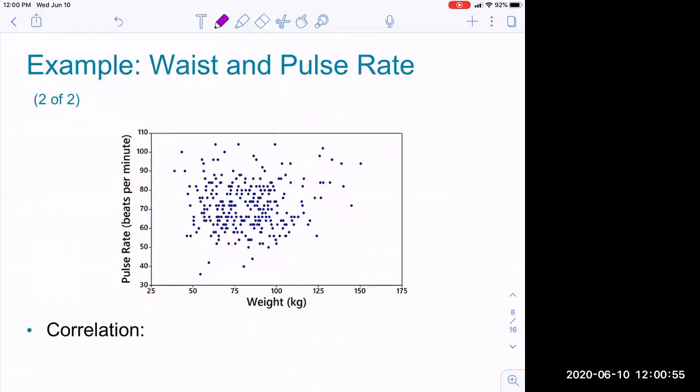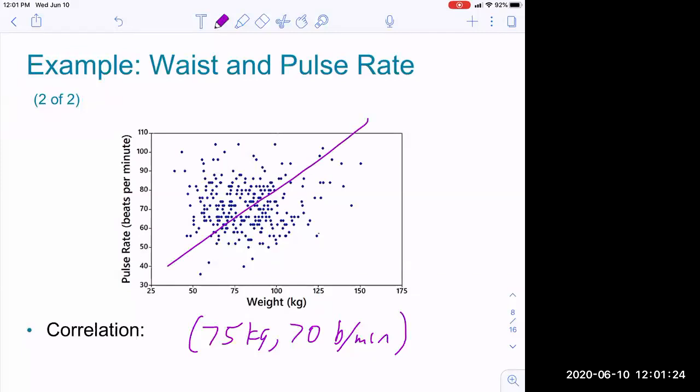Okay, here's weight and pulse rate. So here's a weight of 75 kilograms. So that point would be 75 kilograms and a pulse rate of 70 beats per minute. This is rather weak correlation because where's my line of best fit? Even if it's here, notice all the points are far from the line. So this would be weak correlation. I have a couple of examples here.